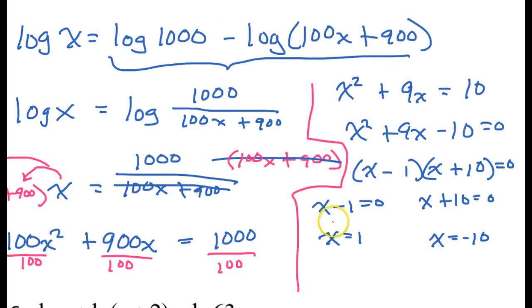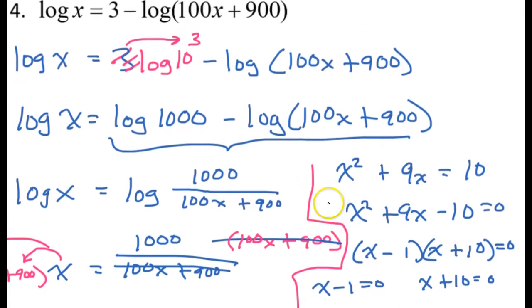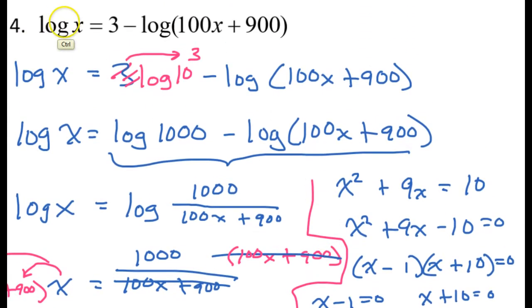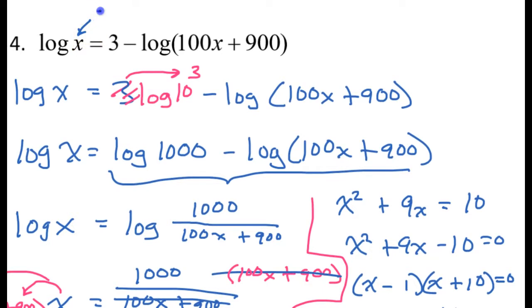Now, we have to be very careful of extraneous solutions. One or both of these might not actually work, and specifically keep in mind that you cannot take the log of a negative number. So I'm really worried about this negative 10. Let's look back at the original problem. Well, since there's a plain old log x right there, that tells me right away that x cannot be a negative number. So having this be a negative 10 is out of the question. That's undefined.